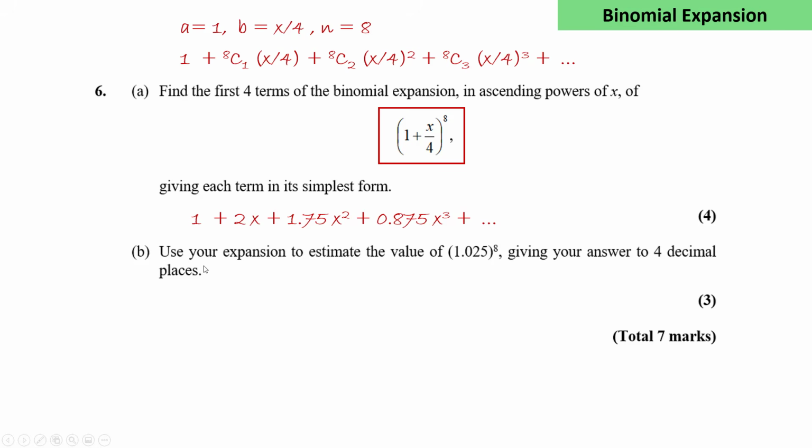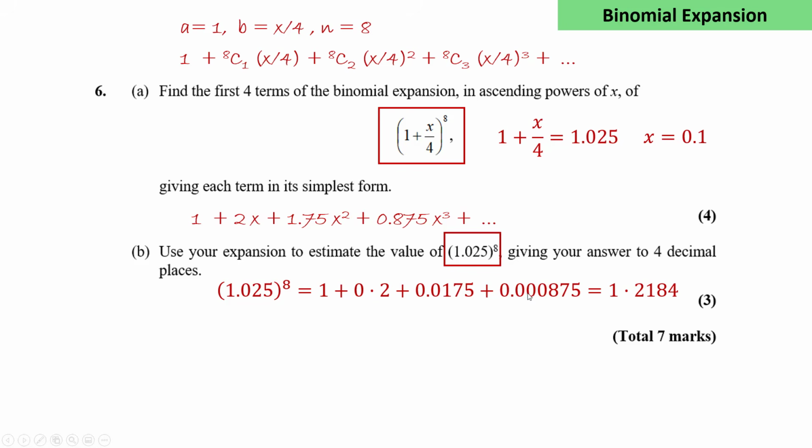The final part of the question asks you to use the expansion to estimate the value of 1.025 to the power of 8, giving the answer to 4 decimal places. Here we want the 1 plus x over 4 to be equal to 1.025, which means that we need to set x equal to 0.1. So here we substitute x equals 0.1 into this expansion, sum the terms to give an approximation of 1.2184.